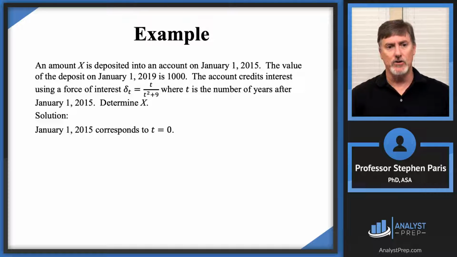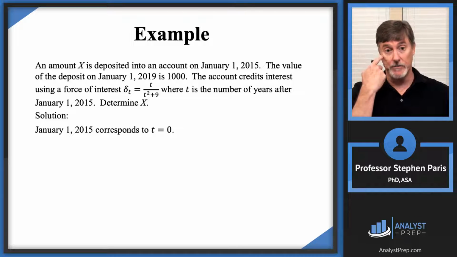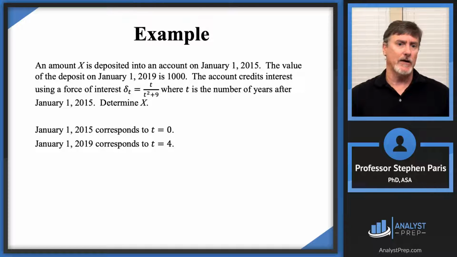So in our solution, January 1st, 2015 corresponds to t equals 0. I know that because the problem says delta t equals this expression where t is the number of years after 1/1/2015. So 1/1/2015 corresponds to t equals 0. Likewise, 1/1/2019 corresponds to t equals 4. And so I'm trying to find the value at time 0 of this 1,000. That's a time 4 value.